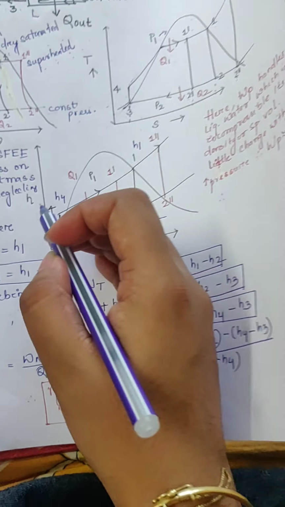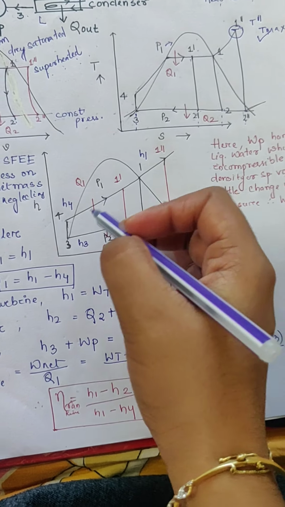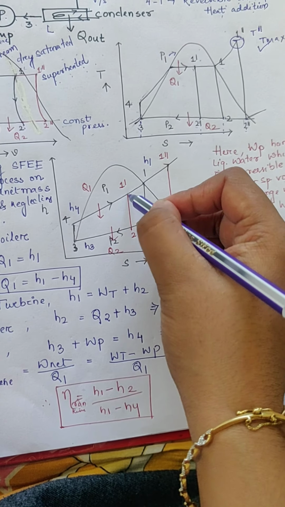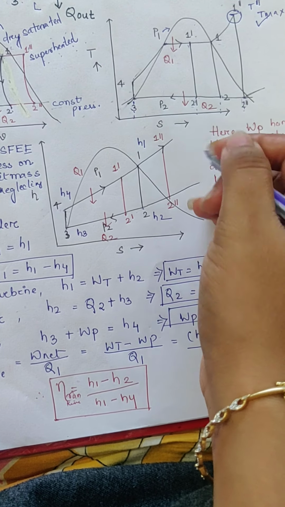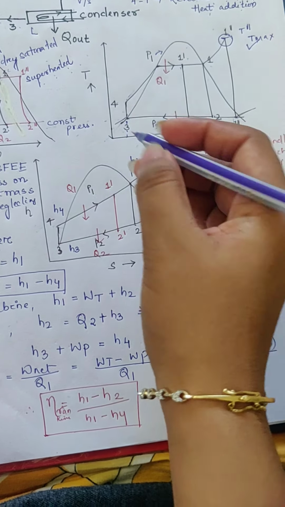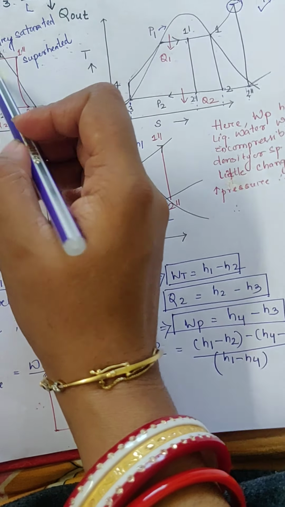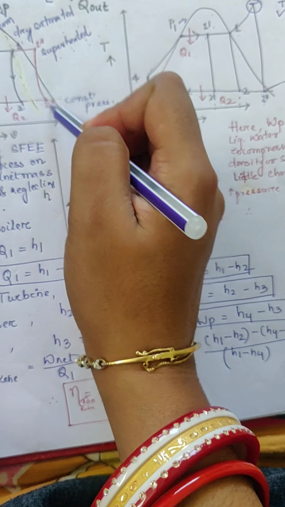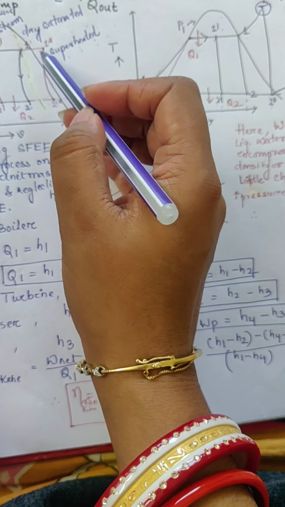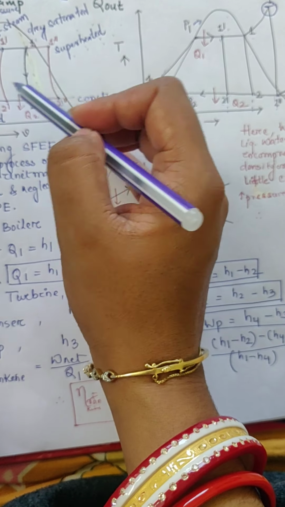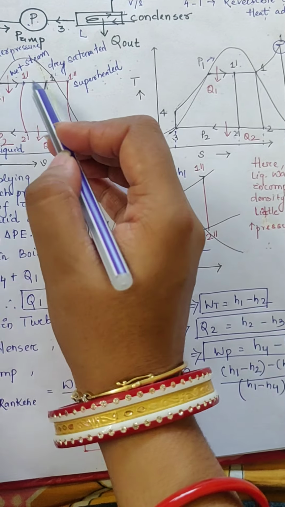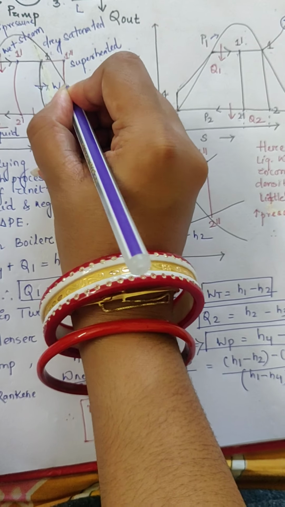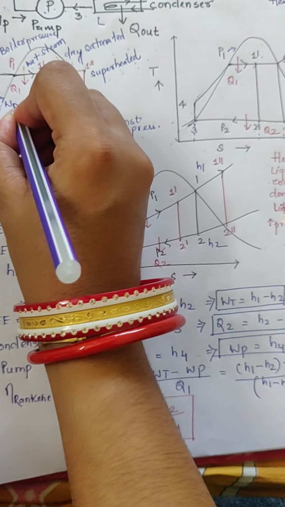Now you can see the HS diagram. Similarly, the same case: 1 2 is the dry saturated, 1 dash 2 dash is the wet steam, and 1 double dash 2 double dash is the superheated steam. Actually the cycle is considered as 1 2 3 4, and these are all isenthalpic processes. Means the heat changes over here. This one is the actual work done by the turbine, and this is the actual work done by the pump.